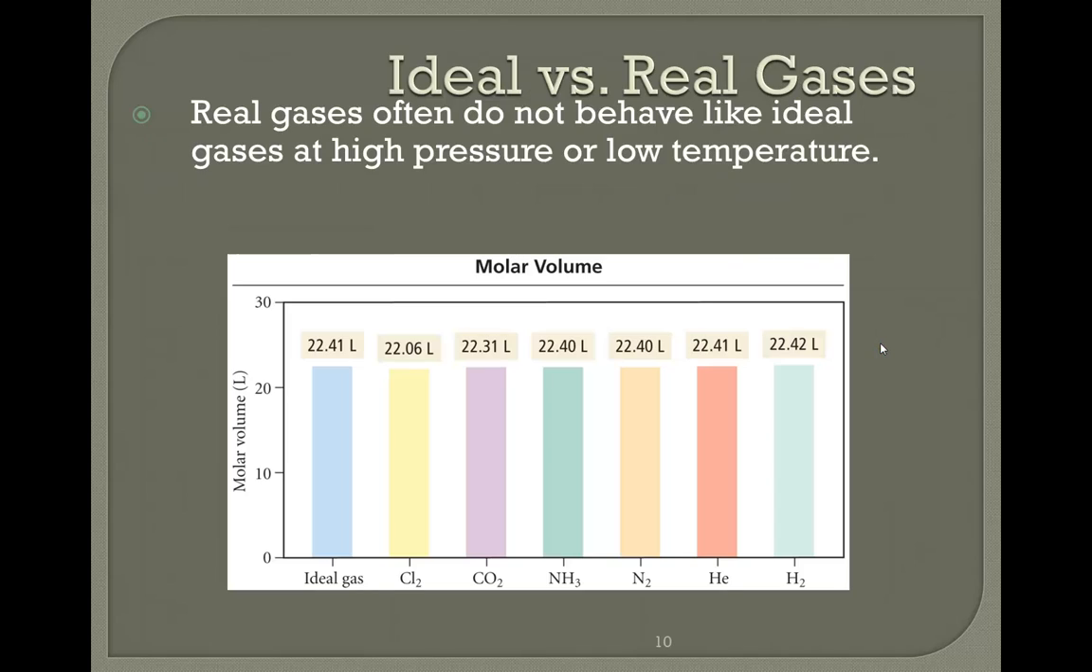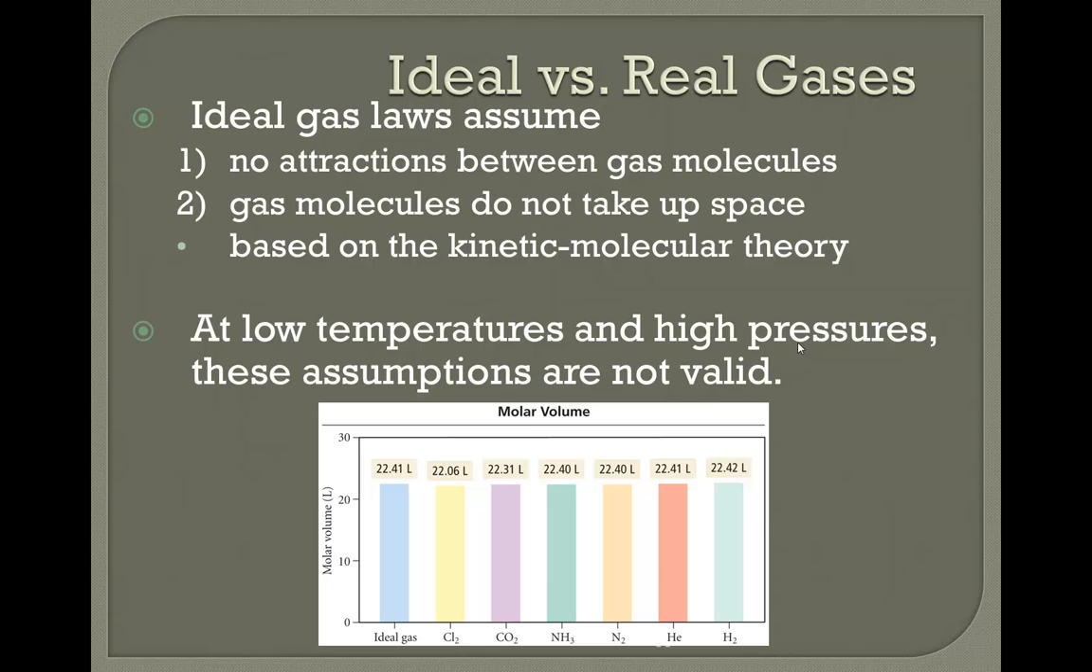Now let's talk about ideal gases versus real gases. Real gases often do not behave like ideal gases at high pressure or low temperature. Notice here, this is the ideal gas. They're very close to it, but they are slightly off on occasion. The ideal gas laws assume that there's no attractions between the molecules and the gas molecules do not take up space, and this is based on the kinetic molecular theory. At low temperatures and high pressures, these assumptions become less valid.